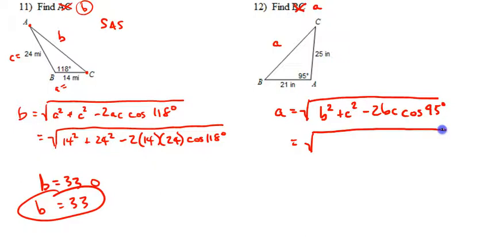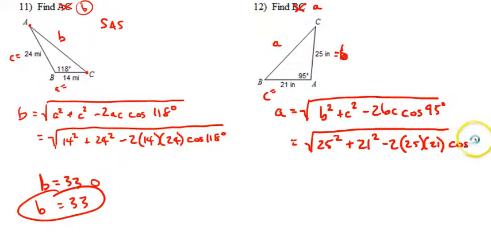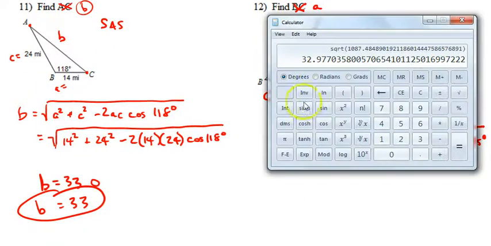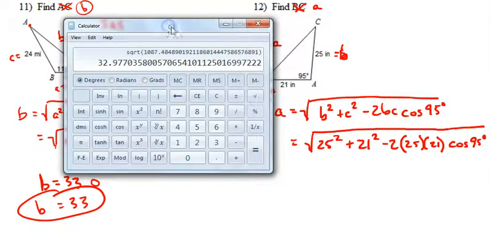Anyhow, when you do this, little b is 25, little c is 21. So when I put this in there, that's 25 squared plus 21 squared minus 2 times 25 times 21 times the cosine of 95 degrees. And with my calculator, I have to do all this first, and then I have to take the square root afterwards.